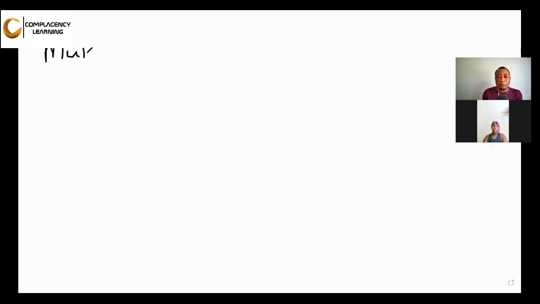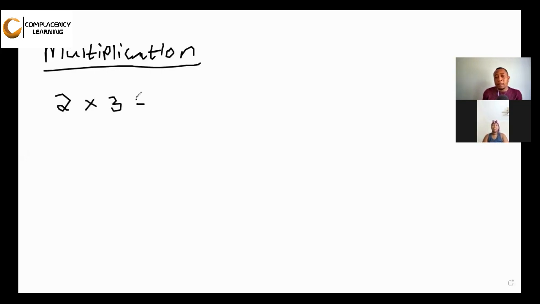All right, so what we're going to do today is multiplication. When we talk about multiplication, we're talking about putting things in groups, isn't it? So I'm just going to quickly write multiplication. Excuse my handwriting. If I say, for example, I have 2 times 3, in other words, what am I saying? I'm saying that I need two groups of three, or three groups of two.